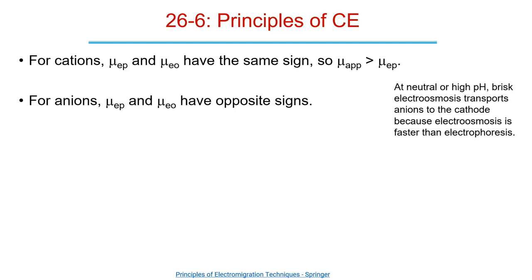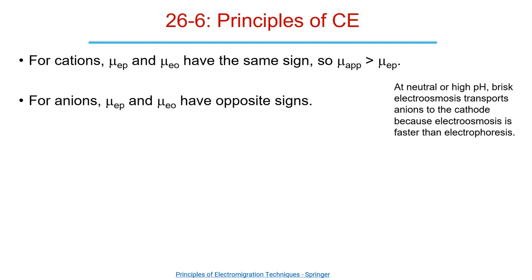But for anions, they're going to be repelled by a negative detector, but they're going to be forced to move in that direction because of that stampede, which is the mobility of the whole solution. That's the E0 subscript. So E0 is the big stampede. EP is a particular ion.